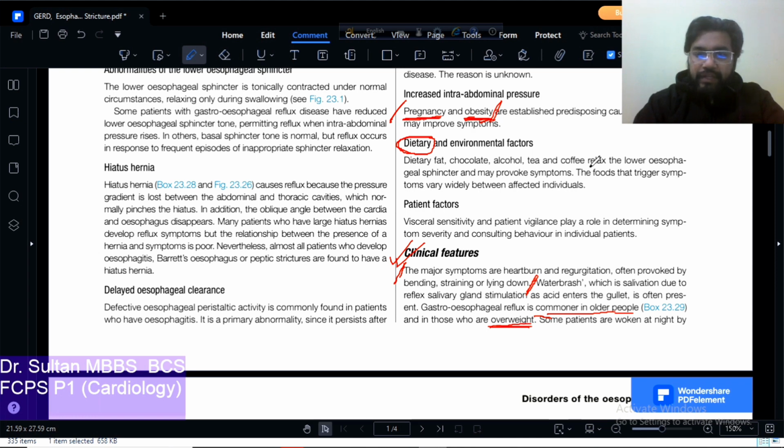As I have mentioned earlier, reflux disease is affected by obesity. Okay, and it is more common in older people. Some older people say that they have frequent pneumonia. In this case, you have to consider gastroesophageal reflux disease as an important factor in old age to develop frequent pneumonia or chest infection.